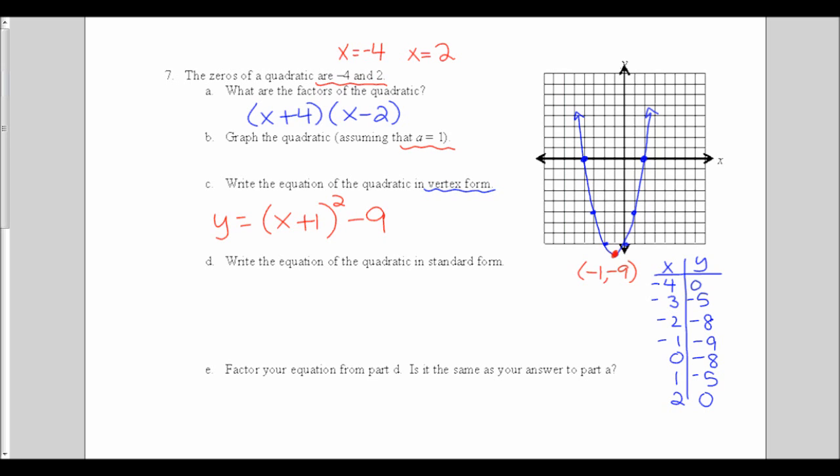It said up here, assume that a equals 1. That's what all of these have been so far. I haven't stretched or shrunk anything, so there's never been a multiplier out in front here.